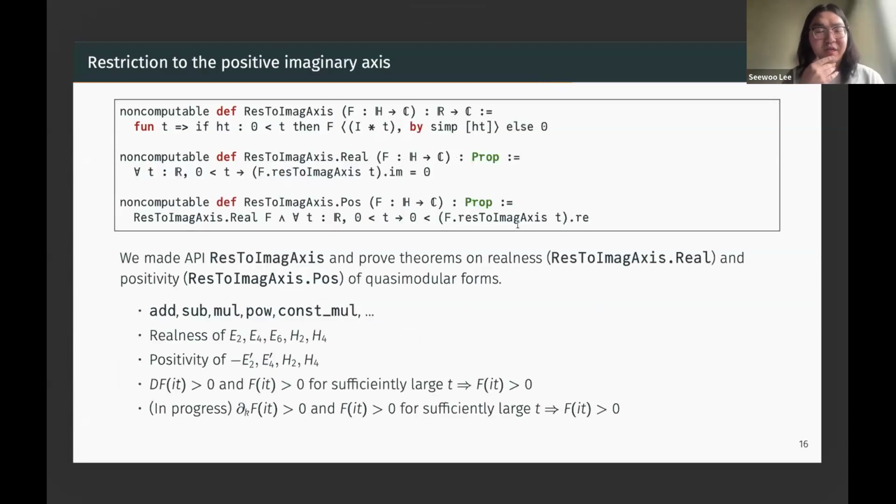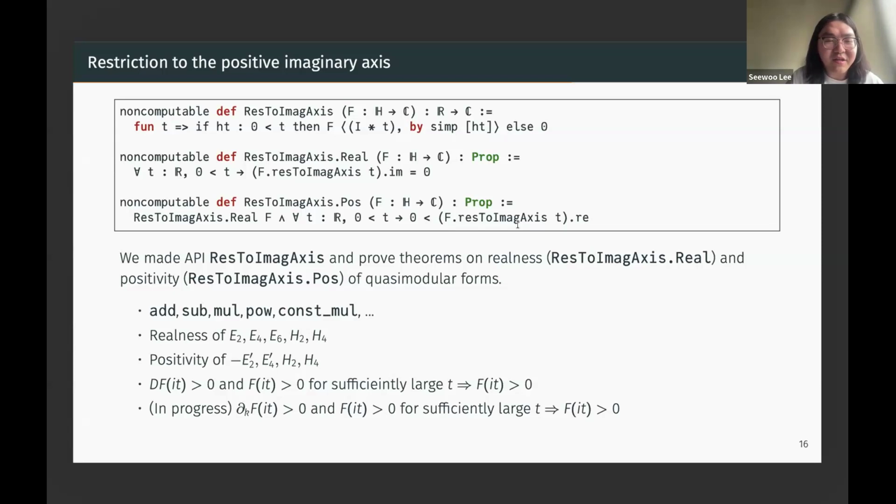And we also made some APIs to consider these functions as functions only on the imaginary axis. So we simply restrict this as a function on R. And then we also proved some basic theorems about this, like about addition, subtraction, multiplication, where if you add two real things you will again get a real thing, and so on. And we also have the realness of the basic modular forms or quasi-modular forms, E2, E4, E6, and H2, H4, and positivity of some of them or their derivatives.